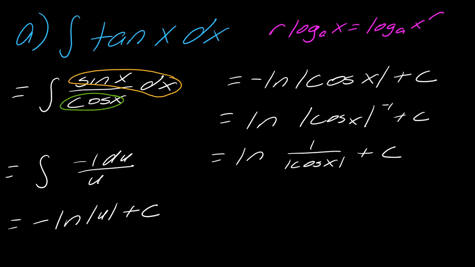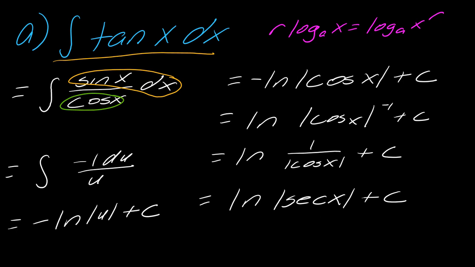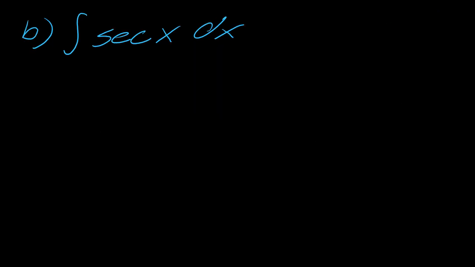And then what would that equal? That would just be the natural log of secant x. And so that would actually be the final answer in this case. So just to summarize, this equals this. That's the shorthand of the rule there. Okay, so I've got that integral. Now let's pivot and take a look at secant x. So this actually will require a very clever manipulation.